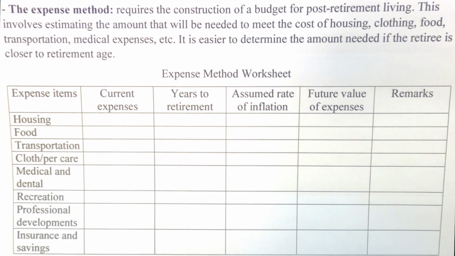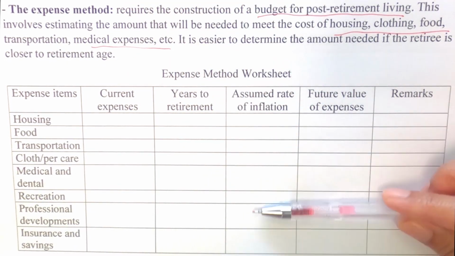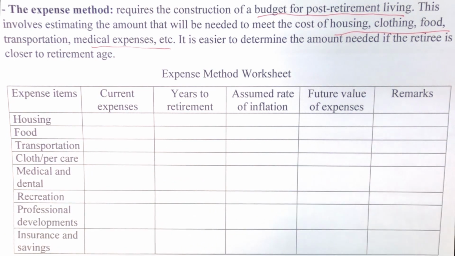Besides the replacement ratio method, we can also use the expense method to identify the first year retirement income. In this expense method, we have to construct the budget for post-retirement living, and it involves estimating the amount needed to meet the cost of housing, clothing, food, transportation, medical expenses, and so on. And we can use this expense method worksheet to come up with specific expenses that need to be covered during the retirement phase.